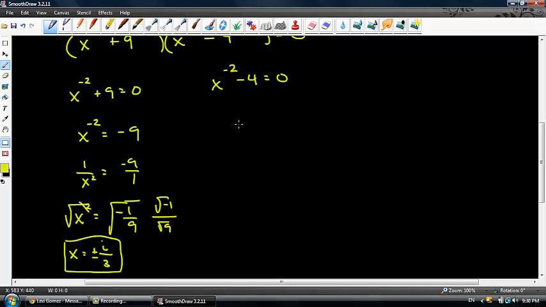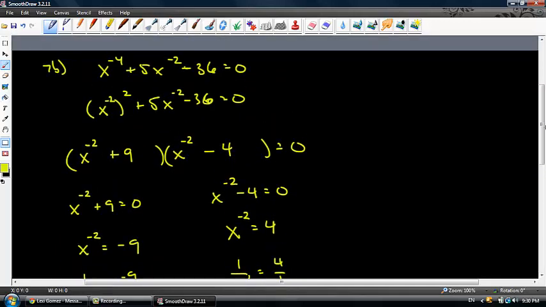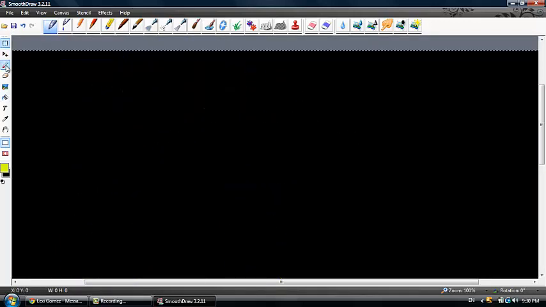Let's add 4 to both sides here. So x to the negative 2 equals 4. So 1 over x squared equals 4 over 1. x squared equals 1 over 4. Take the square root of both sides, so you get x equals plus or minus 1/2. Okay, hopefully that is helping. That was 7b.